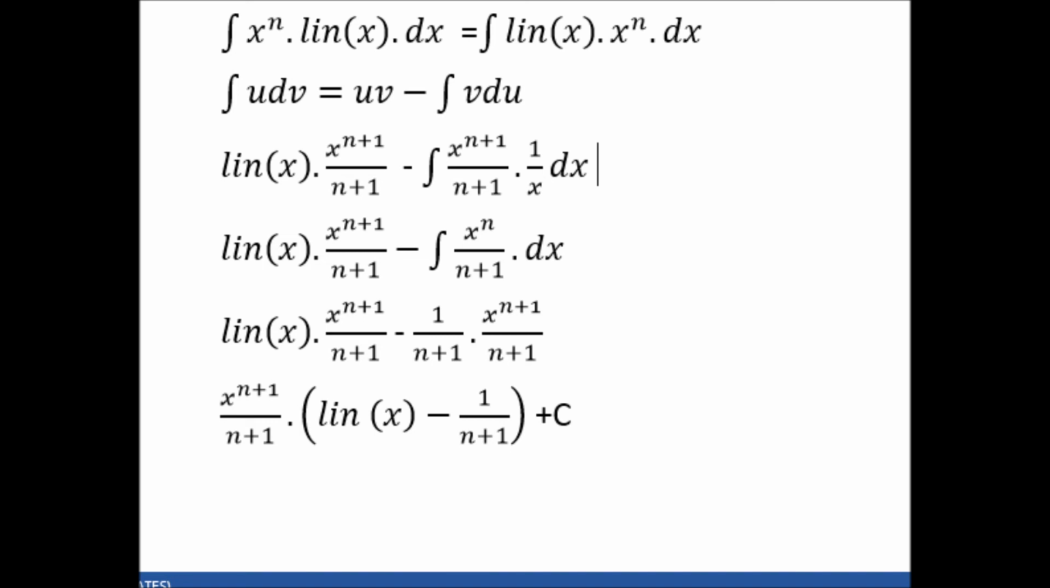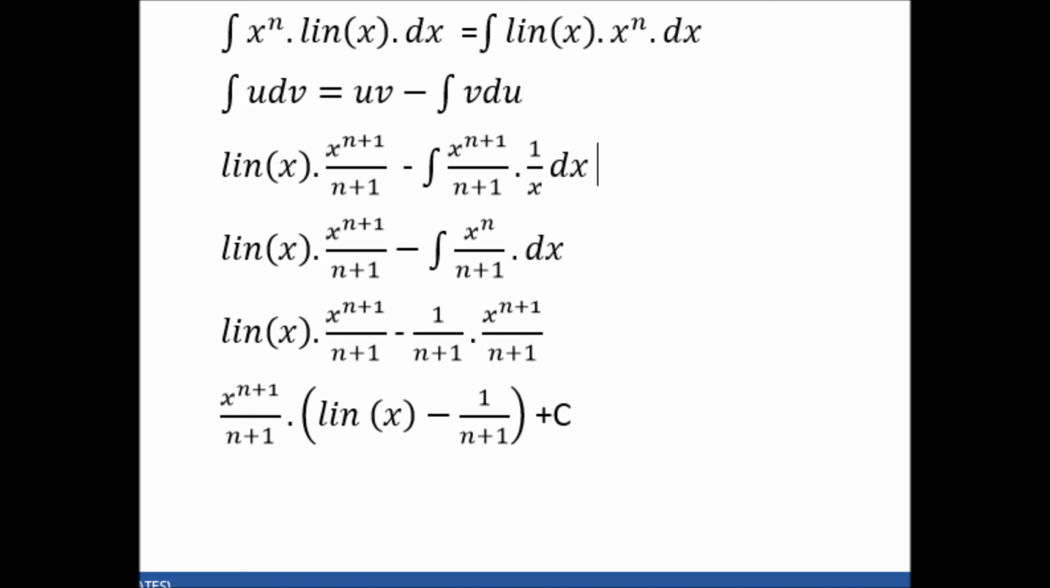We'll carry out the next step: ln x times x to the power n plus 1 over n plus 1, minus the integral of x to the power n over n plus 1. Why? Because in the previous step we cancelled x to the power n plus 1 over x, so x to the power n plus 1 became x to the power n.